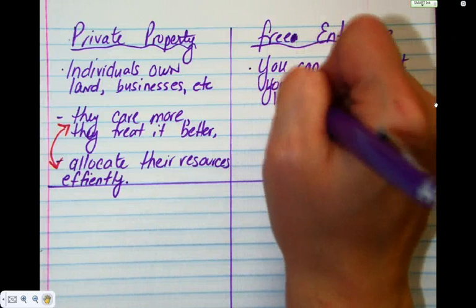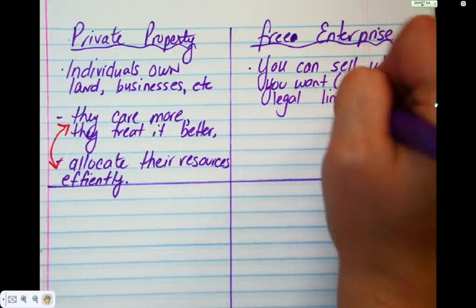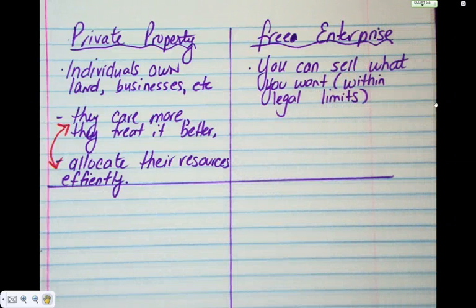Still can't prostitute. Okay, can't sell child pornography, right? We have laws about certain things, but generally in our society, you can open up any store that you want.